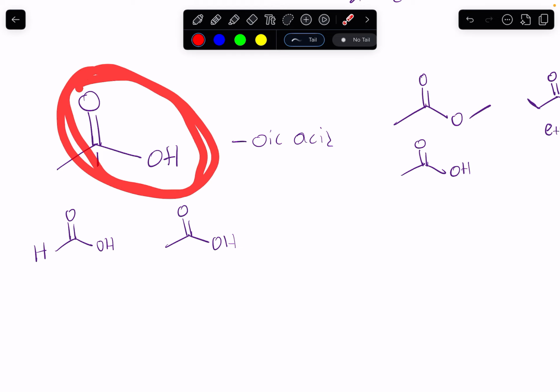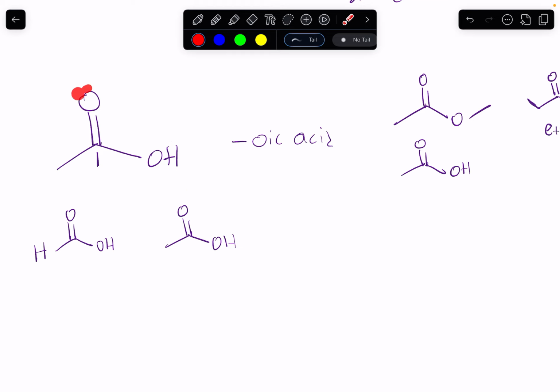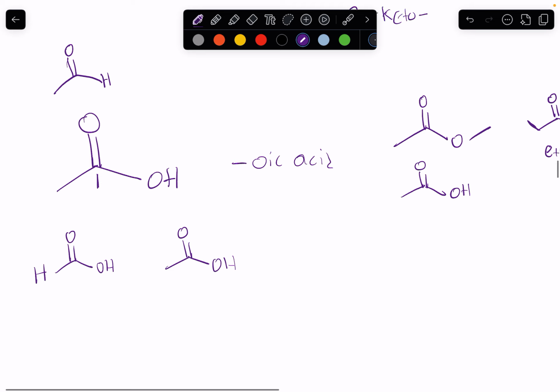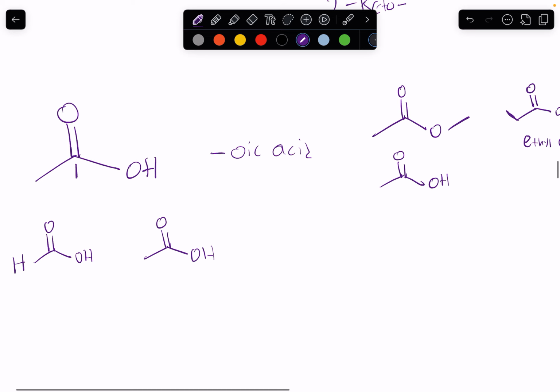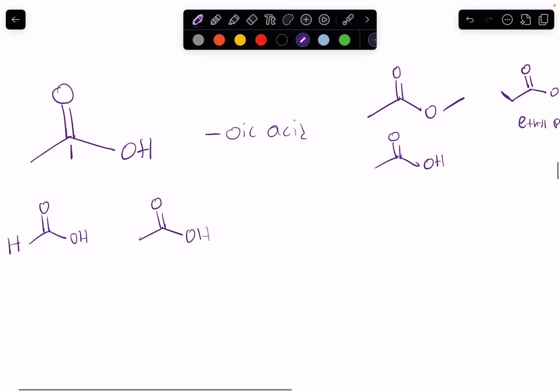So, a carboxylic acid is going to have both a carbonyl group and a hydroxyl group on the same carbon. Okay, so this is going to be different than our aldehydes, right? Because in an aldehyde, we had a carbonyl group and a hydrogen on the same carbon. And this is also going to be different than our ketones because a ketone is a carbonyl and then a methyl group on the same carbon. So when it comes to naming these guys, you just end it with oic acid.